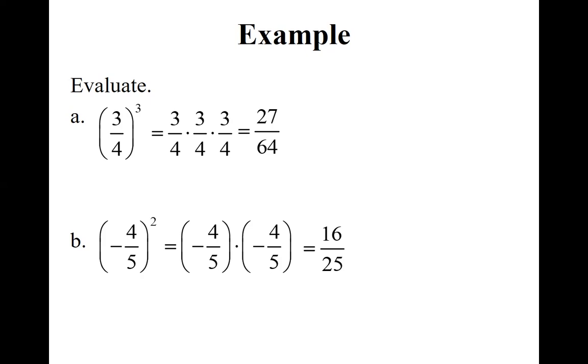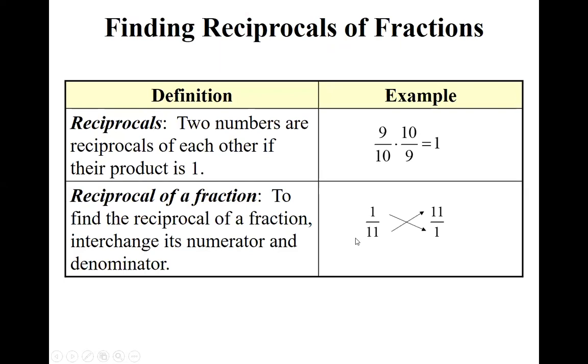Now, it's natural that when we're talking about multiplication, we know division is in the distance. It's coming up soon. And we can't talk about division without talking about something called the reciprocal. Reciprocals are two numbers whose product is 1. In other words, 9/10 times 10/9 equals 1. So 9/10 and 10/9 are reciprocals.